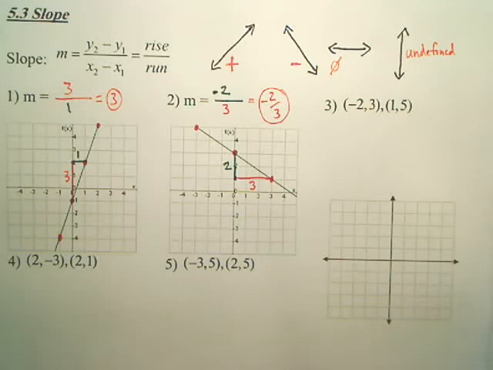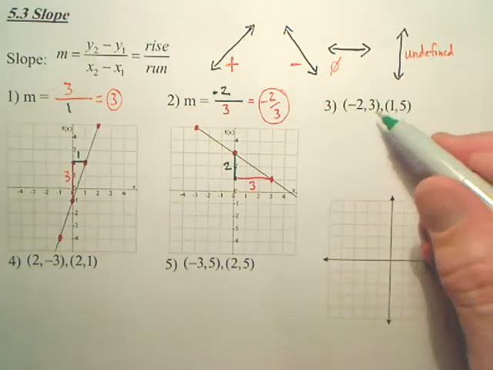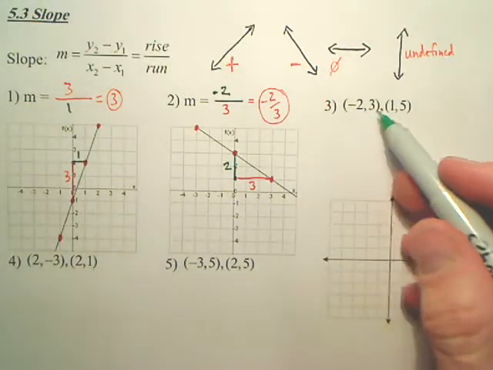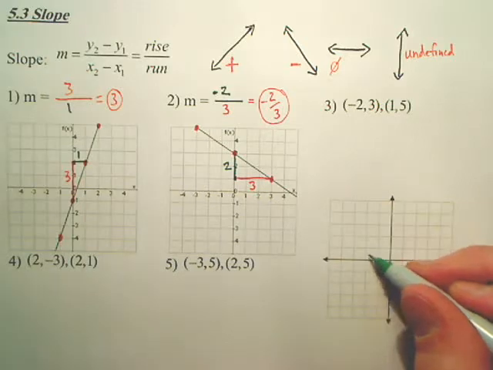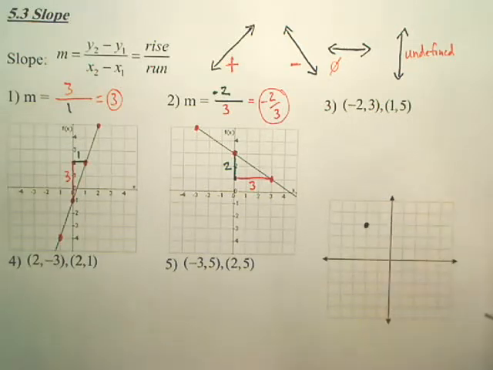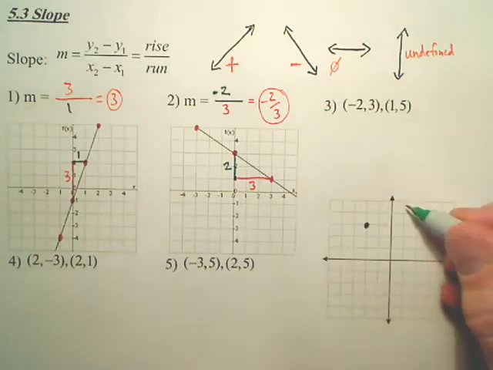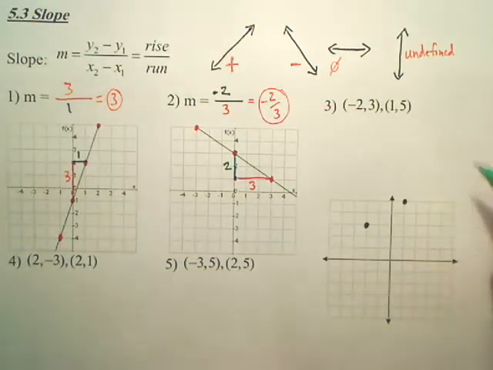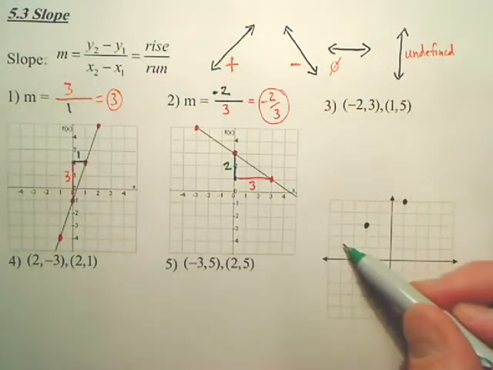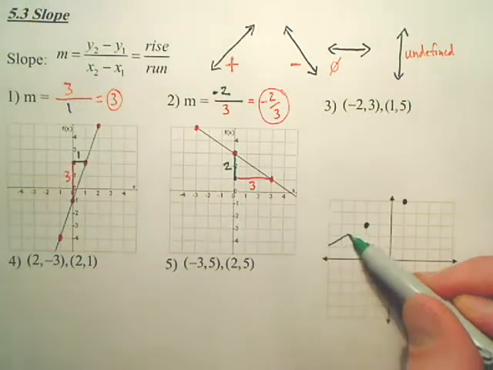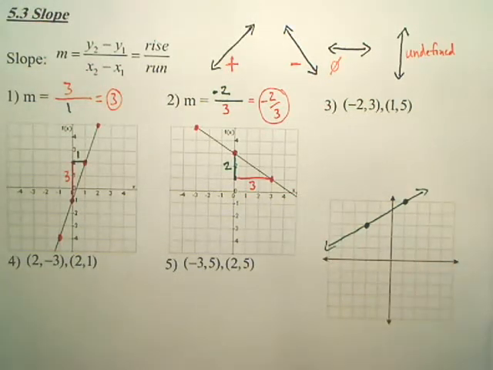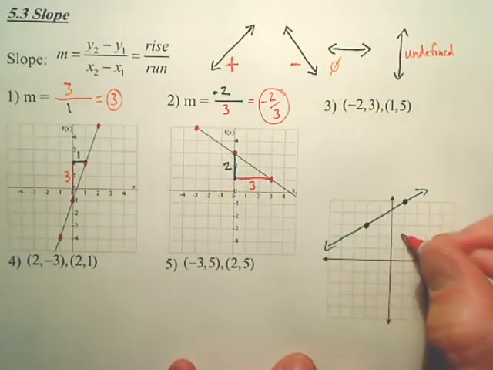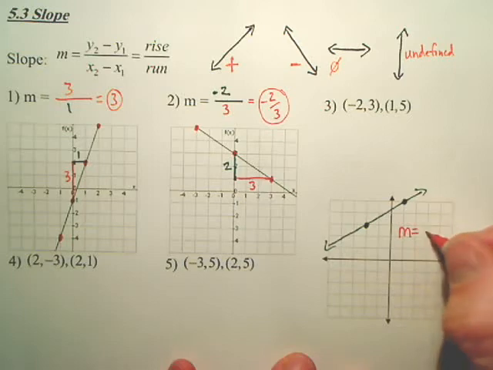Now, for this particular problem, I want to find the slope. So let's plot the 2 points. Negative 2, 3. And over 1, up 5. I have a line here. I want to find out how steep that line is. Well, let's find my slope.